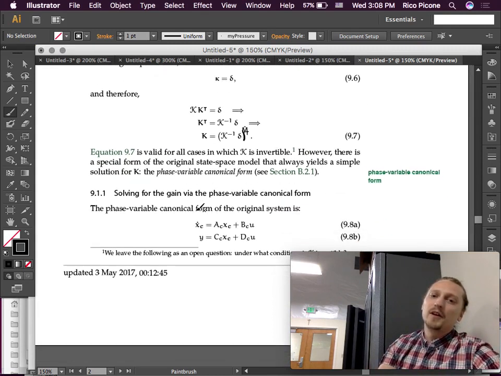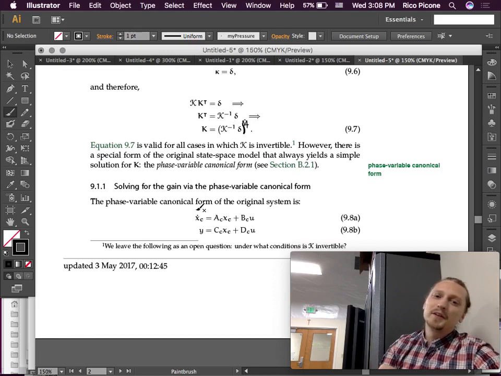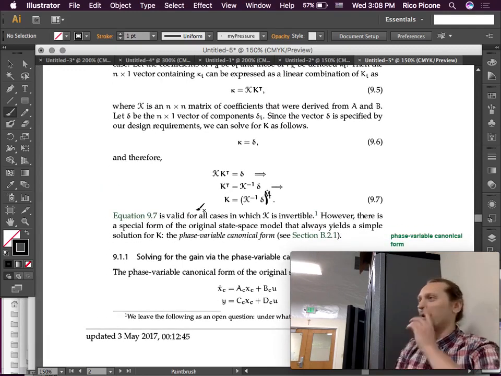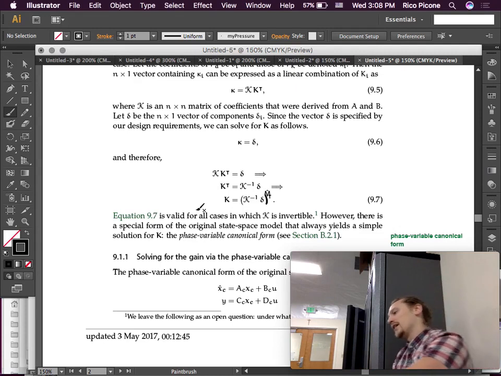Okay, so footnote. We leave the following as an open question: under what conditions is K invertible? Some of you are in this as a graduate class, some of you are seniors about to be graduate students. Suffice it to say, this is a preview of what you have to put up with in graduate school, where they leave it as an exercise for you to think out. Anyway, 9.7 works as long as you can invert K.